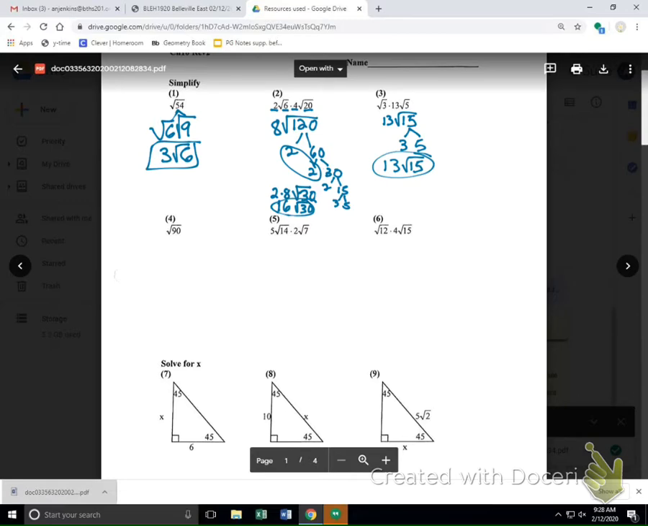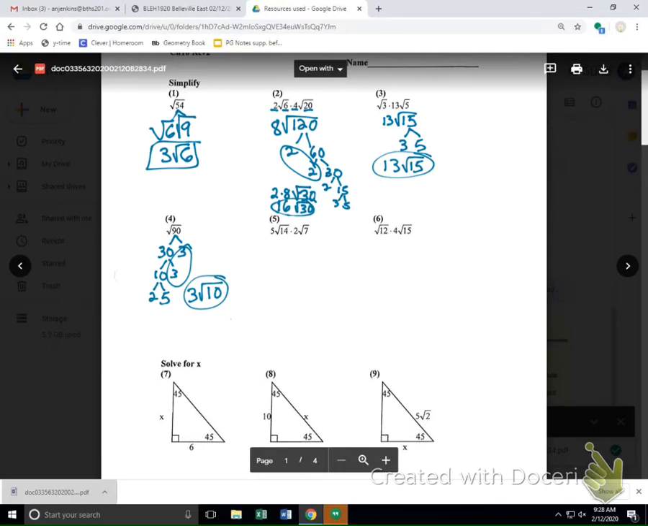Next one up, 90. What are some factors of 90? 30 and 3. Factors of 30? 10 and 3. Factors of 10? 2 and 5. Okay, things that have buddies? 3 come out. What doesn't have a buddy stays locked up, which is? 10. Yep, 2 and 5, so 10.